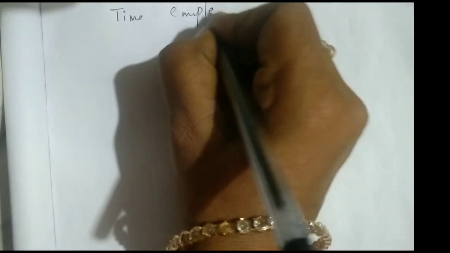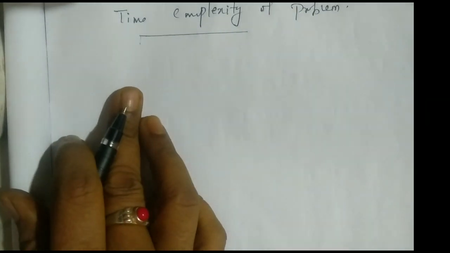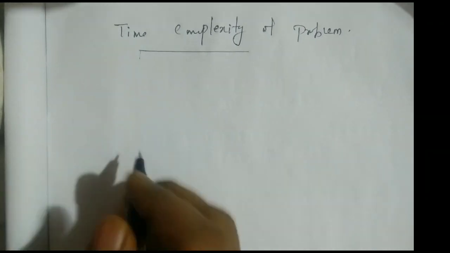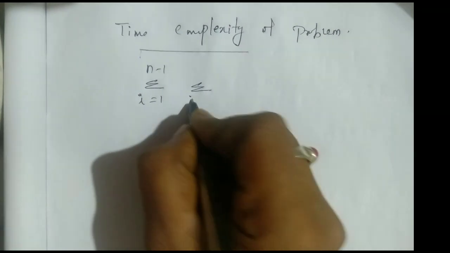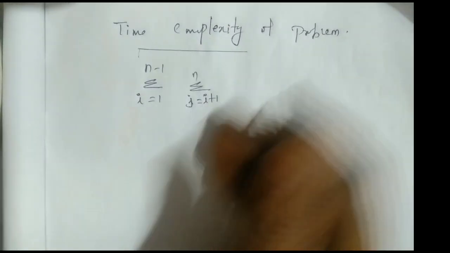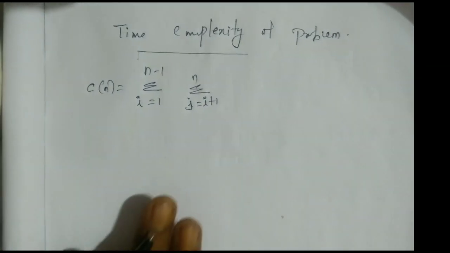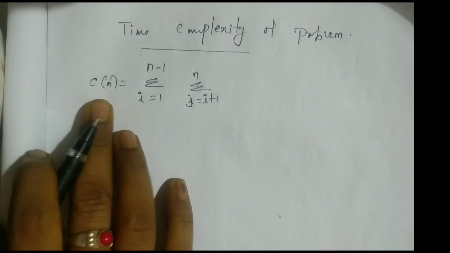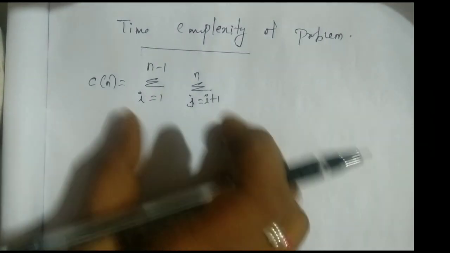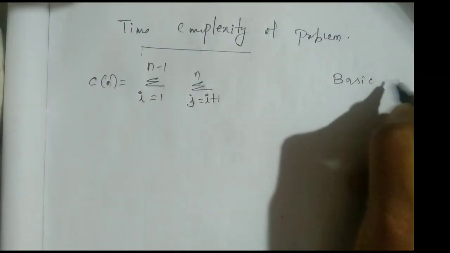Now we will see the time complexity of the problem. Since we have two iterations, two for loops, we write the sum for i equal to 1 to n minus 1 and the sum for j equal to i plus 1 to n. We have already discussed in the mathematical analysis of recursive and non-recursive algorithms why we write these summation functions. Since we are finding the time complexity, we represent it as C of n, and with two iterations we write two summation functions. When finding the time complexity, we have to identify the basic operation.